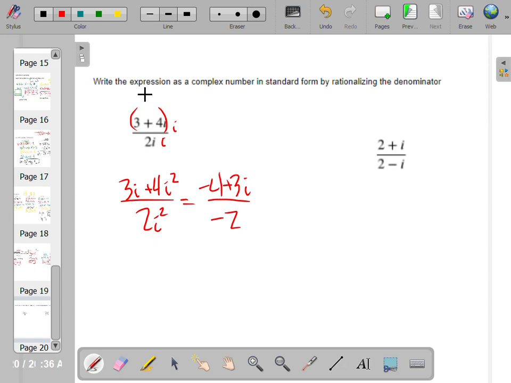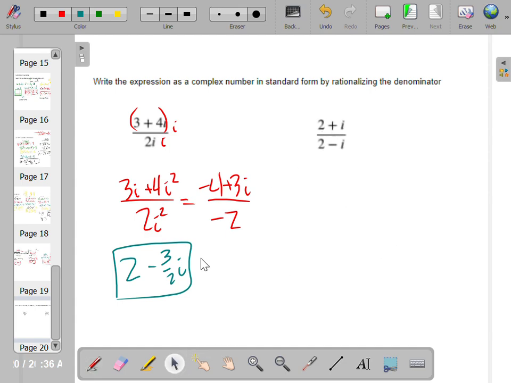That is not standard form. Distribute the negative 1/2. Negative divided by negative is positive 2. Positive divided by negative is negative 3 over 2i. 2 minus 3/2 i is the only acceptable answer. If you have a binomial in the denominator, you might have to multiply by the conjugate.